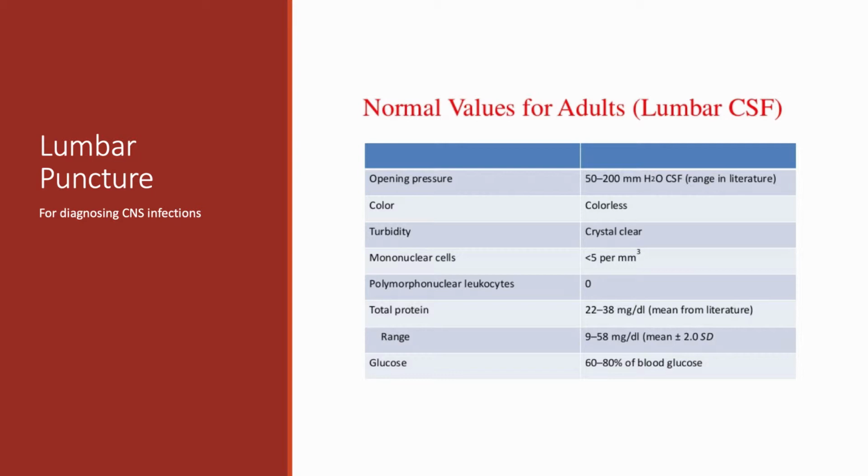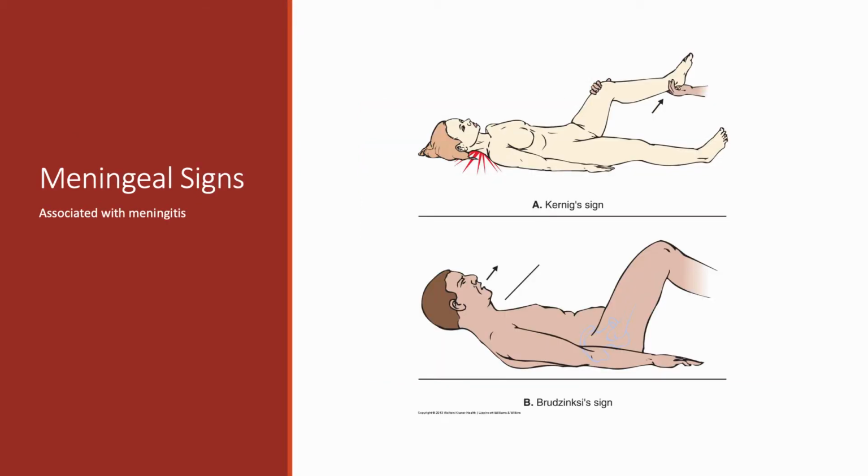Then we measure the amount of protein and glucose, and that gives us information about the stuff that we're seeing in there as well.